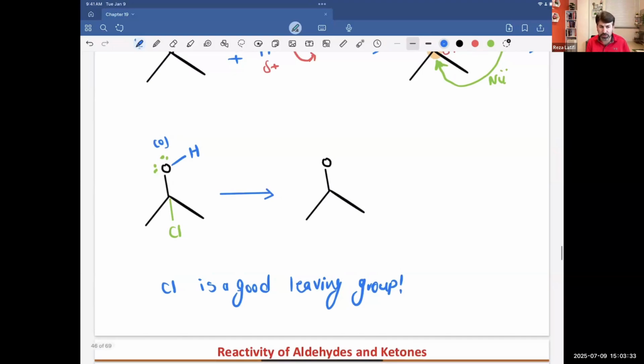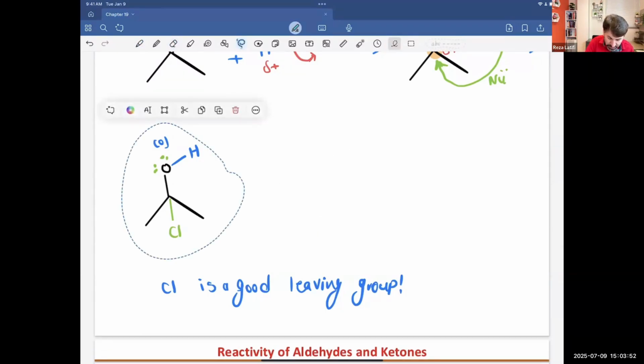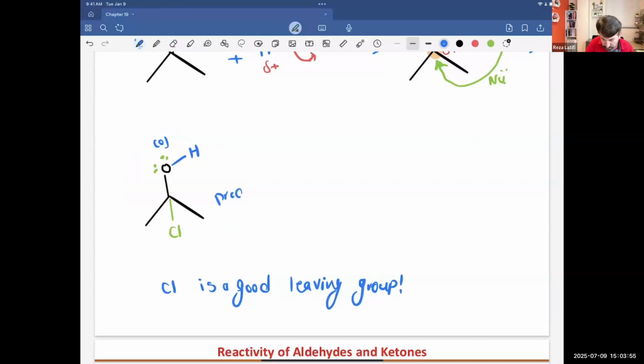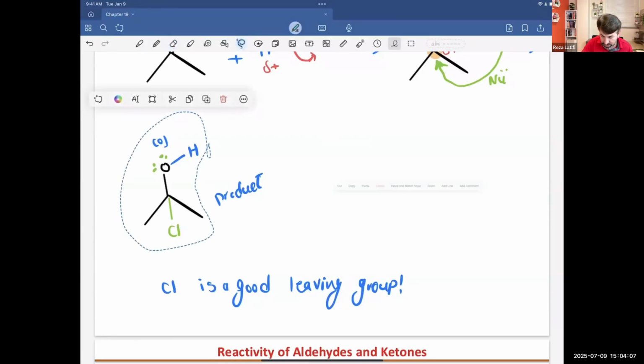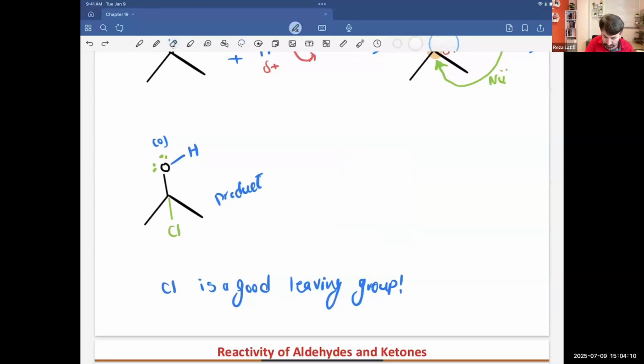Okay. So I got this product, and I want to know whether it's going to be stable or not. Because the chloride is a good leaving group, this reaction might happen, and chloride maybe will leave the system. So I'm going to say next step, this product might go through some additional chemical reaction. So we have this chloride and OH there.